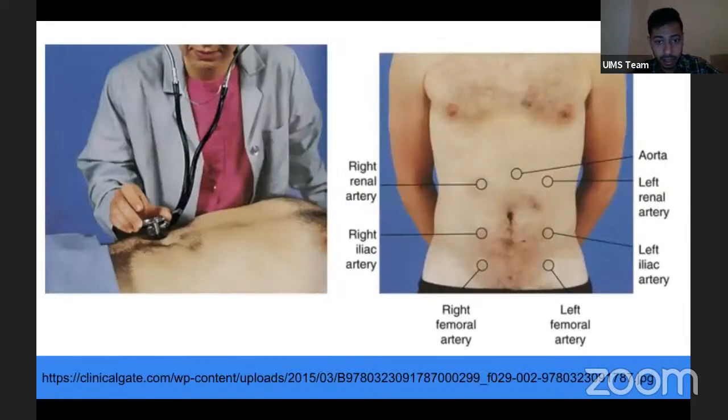Here you can see a nice image of a doctor auscultating the bowel, and on the right you can see the landmarks which I just mentioned for the aorta. The aorta is 1 to 2 centimeters superior to the umbilicus, and the renal artery is once again 1 to 2 centimeters superior to the umbilicus, but a bit more lateral to the midline. And that is the area for auscultating the vascular structures.